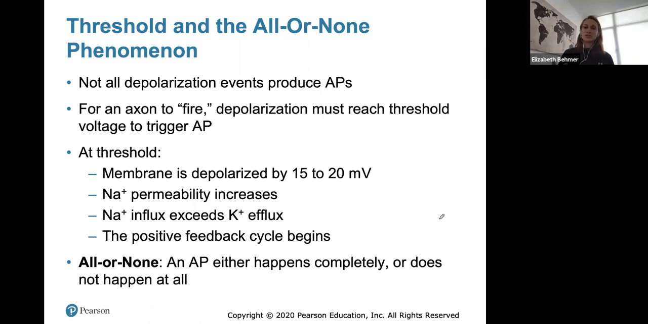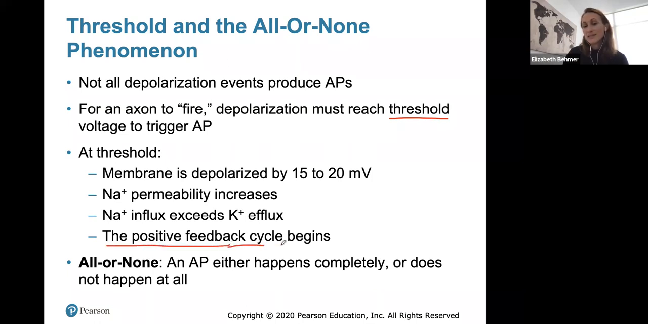The threshold and the all or none phenomenon, which we talked about: not all depolarization events will produce an action potential. This means that sometimes you can stimulate a nerve, but it won't fire, or it won't send off its signal down. For an axon to fire, to be a complete action potential, depolarization must reach the threshold voltage to trigger the action potential. At threshold, the membrane will be depolarized by about 15 to 20 millivolts, to bring it up to about -50 from our -70 resting. Sodium permeability increases, sodium influx exceeds potassium efflux, and we have a positive feedback cycle.